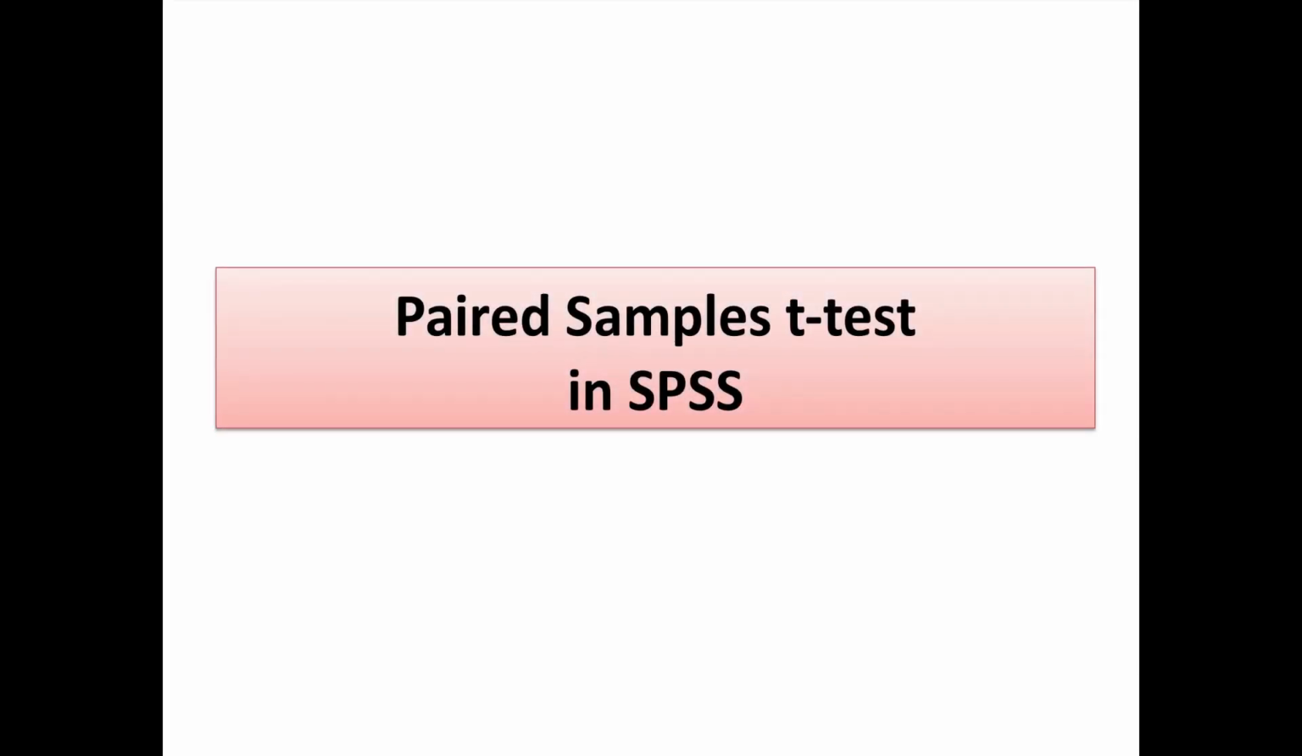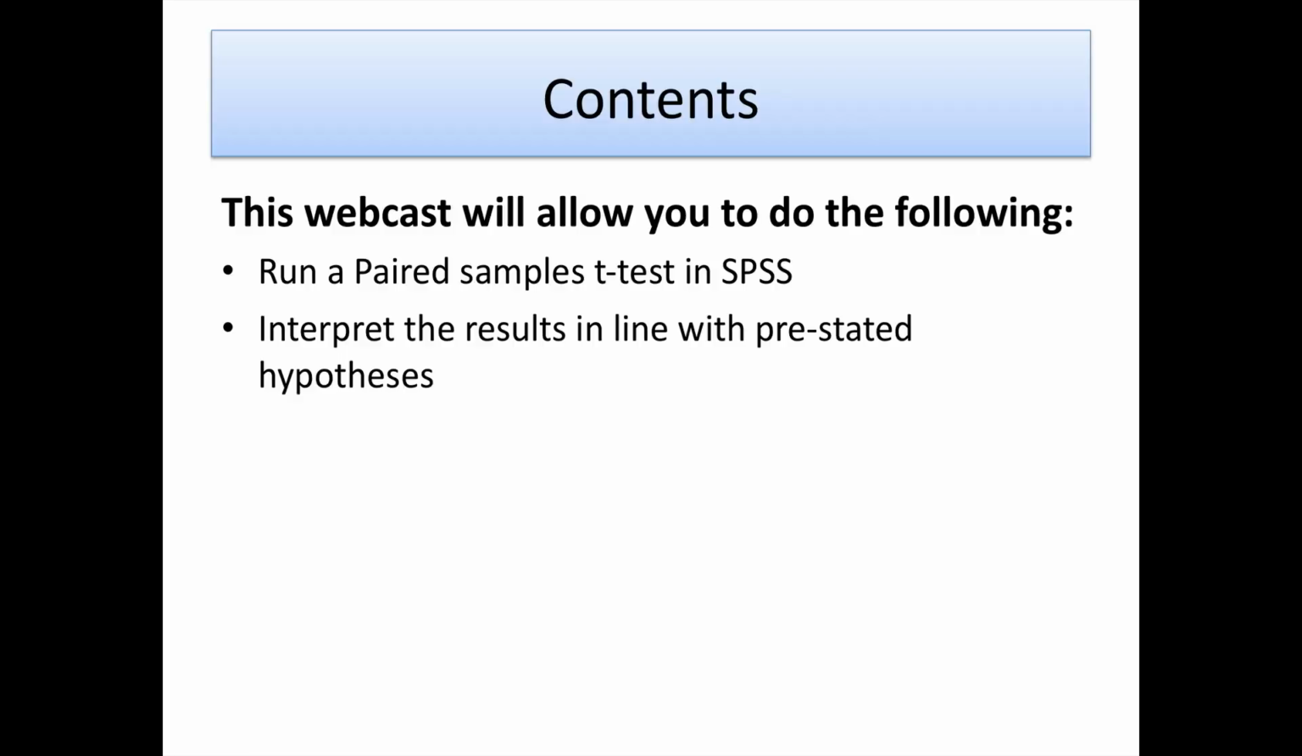Hi there, in today's session we're going to look at paired samples t-tests within the SPSS framework. So what are you going to be able to do by the end of this session? Firstly, you'll be able to run a paired samples t-test in SPSS following the procedure that we follow today. And secondly, you'll be able to interpret the results in line with pre-stated hypotheses. When we set hypotheses for our tests, we want to be able to interpret the analysis and make sure that what we have is what we think is really going on.